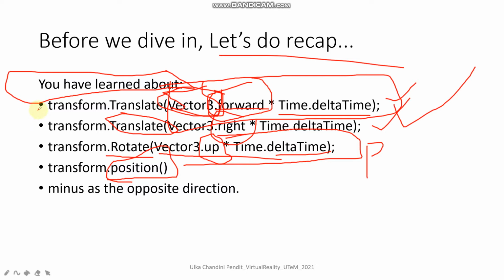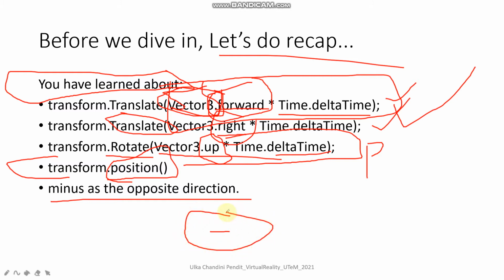Normally you just have to memorize translate, rotate, position, with transform. Normally we will use translate for a different position, rotate for a different rotation, and position also, but it depends on the context. And again I want to remind you, you can use minus to direct the object to move to the opposite direction.